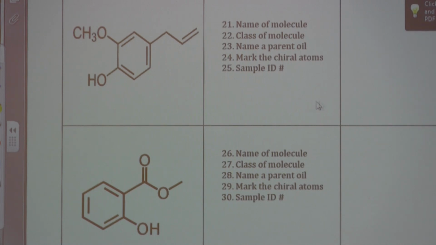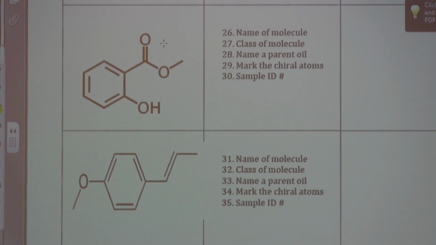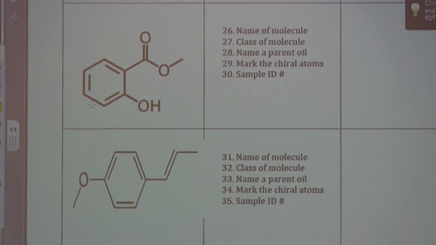No chiral atoms again. And the sample ID was number 10. That brings us to our friend Methyl Salicylate, which is another multiclass, because we have a phenyl group here, or phenol, which is a subgroup of an alcohol, and then we have an ester group here. And the parent oil would have been either birch or wintergreen. Again, no chiral atoms. And the sample ID was number 6.